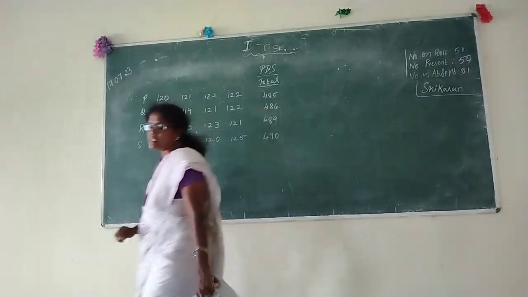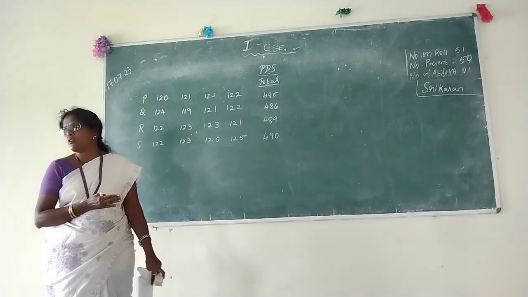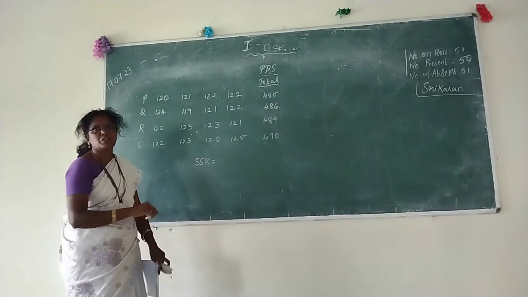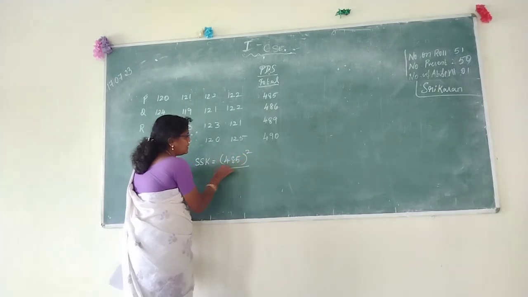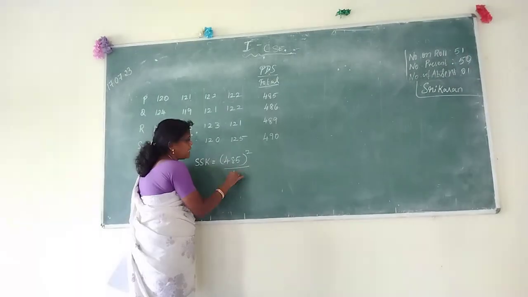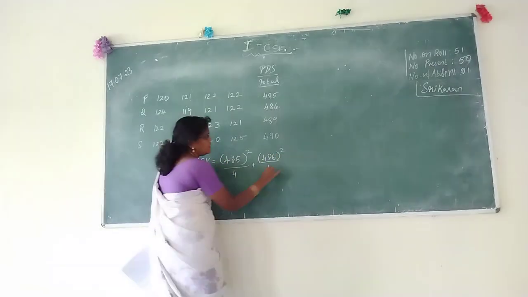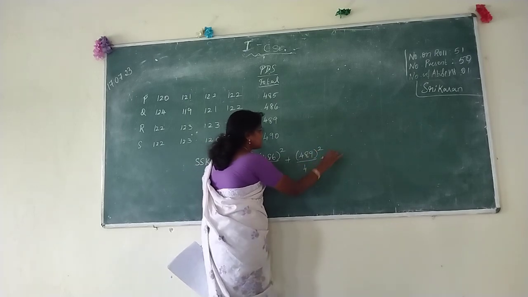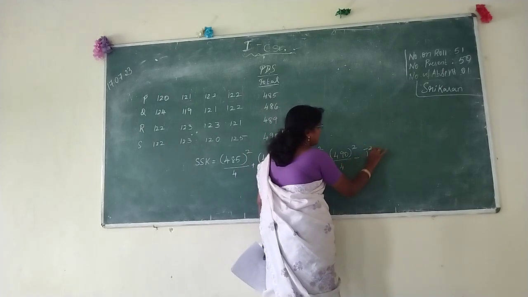So write the formula for SSK. There is no particular formula for SSK. You write from the total, whatever you go. SSK follows the same pattern. What is the total for the first treatment? 485. So 485 the whole square by the number of values in the first treatment. How many values are there? 4. Plus second treatment 486 the whole square by 4. Next 489 the whole square by 4. Plus 490 the whole square by 4. Minus T square by 11.